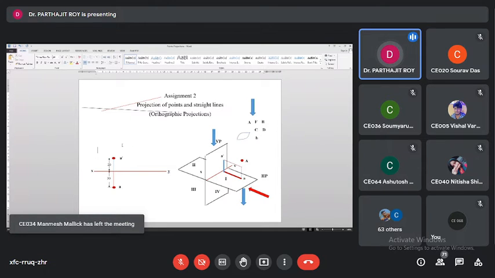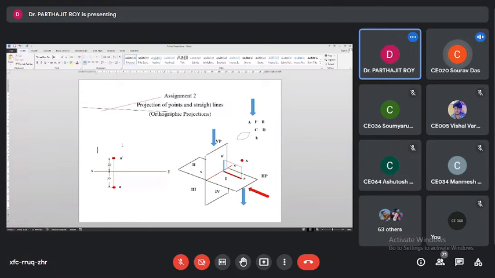So now let us summarize: for the projection of any point lying in quadrant 1 with reference to the xy line, the top view will be below xy, and the front view will be above xy. Isn't it? Yes or no? Yes, sir. Okay.